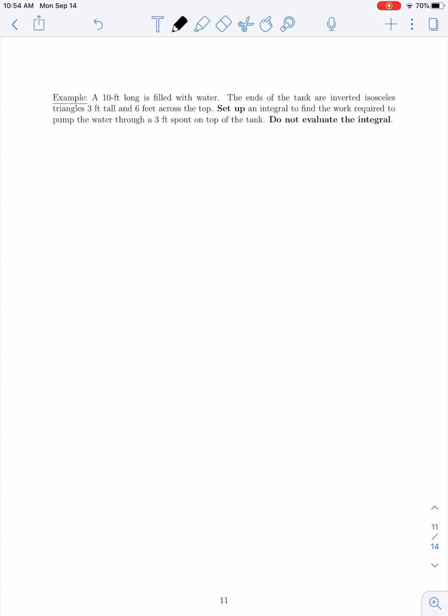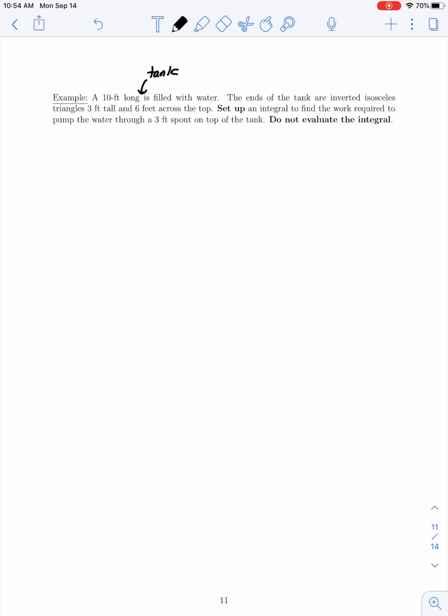Here we have a 10-foot long trough, which is filled with water. So a 10-foot long tank or trough is filled with water, and the ends of this tank are shaped like inverted isosceles triangles, 3 feet tall and 6 feet across the top. So again, we're asked to set up an integral to find the work required to pump the water through a 3-foot spout on top of the tank, and we are asked not to evaluate that integral.